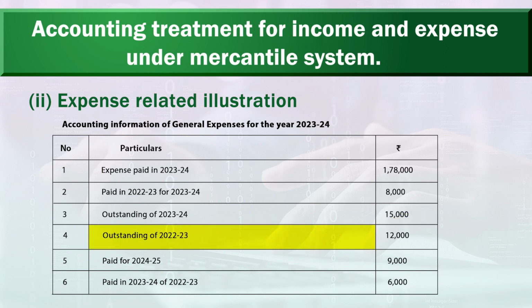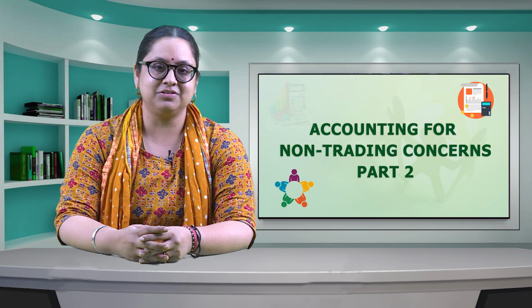Outstanding of 2022-2023 is 12,000. Paid for 2024-2025 is 9,000. Paid in 2023-2024 of 2022-2023 is rupees 6,000. We will now calculate the amount to be debited to income and expenditure account. Let us see the explanation.